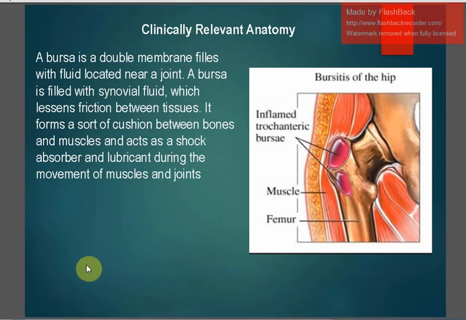So, what is a bursa? Actually, it is a double-membraned sac containing fluid, mainly synovial fluid, whose function is to reduce the friction between the tissues. It forms a sort of cushion between the bones and the muscles, and it acts as a shock absorber and lubricant during the movement of muscles and joints. So here in this picture, you can see the inflamed trochanteric bursa. You can see this muscle and the femur bone, and since it is inflamed here, it is the bursitis of the hip.